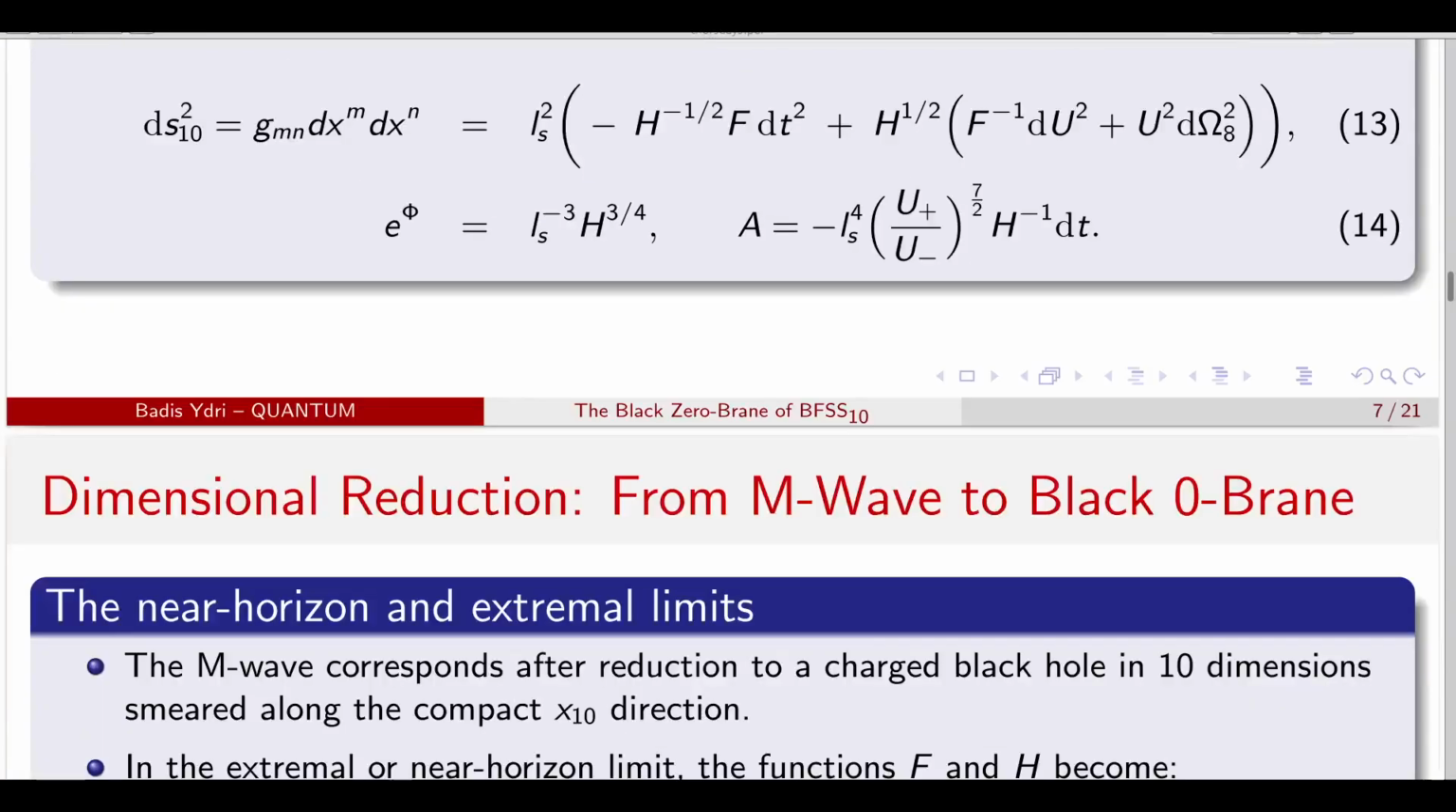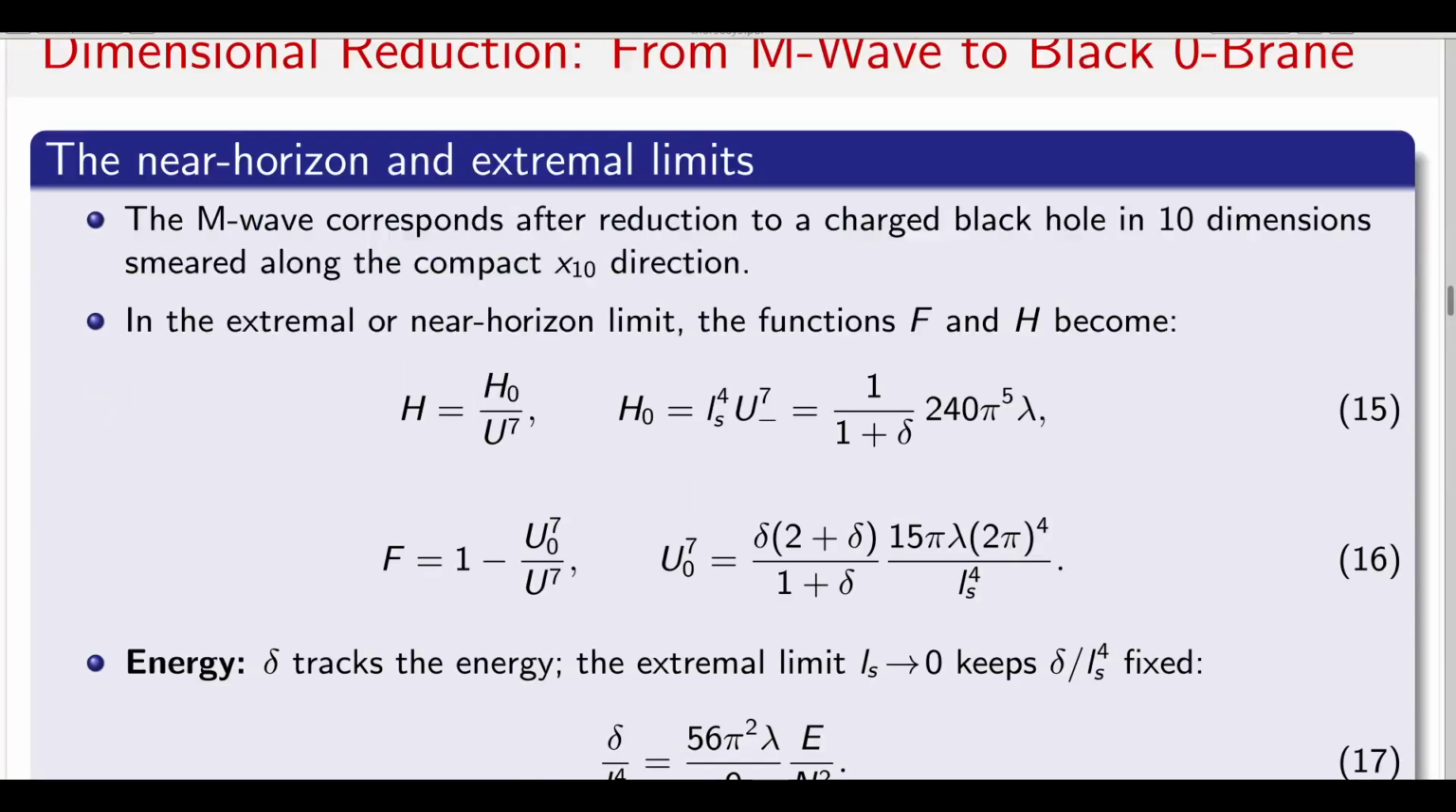Having obtained the 10-dimensional black zero-brane from the M-wave, we now examine its near-horizon and extremal limits. In this regime, the solution simplifies, and its thermodynamic quantities can be expressed directly in terms of the gauge theory parameters. In equations 15 and 16, we define the harmonic function h and the blackening function f in the extremal or near-horizon limit. The function f takes the standard black hole form 1 minus u0 to the power 7 over u to the power 7, where u0 determines the position of the horizon.